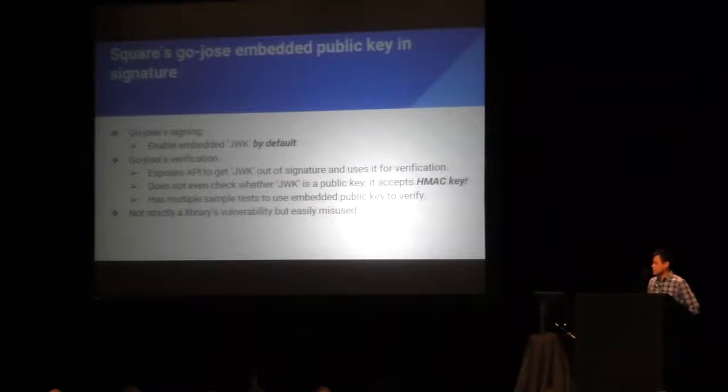So go-jose enables that feature by default. So any signature has the public key embedded in it by default. So just for fun, instead of trying the public key, I tried to send an HMAC key, and it was also accepted. I don't even know what it means when you have an HMAC key together with the HMAC.